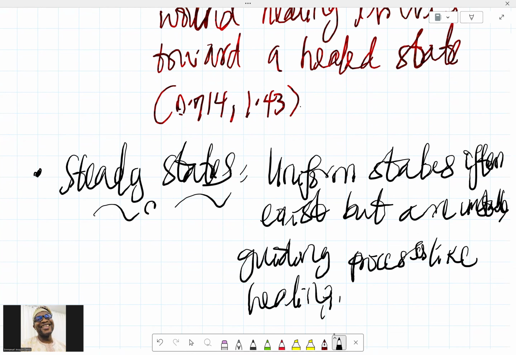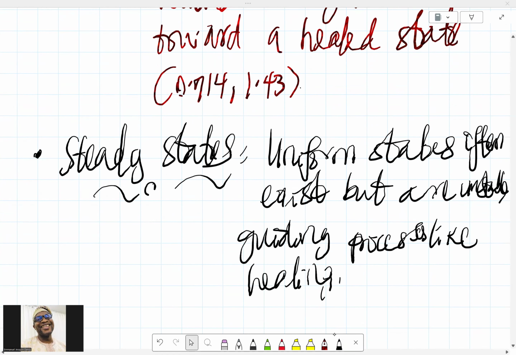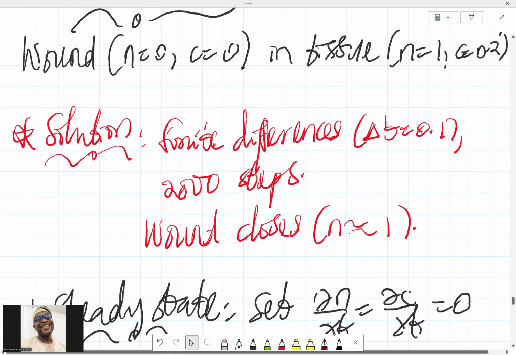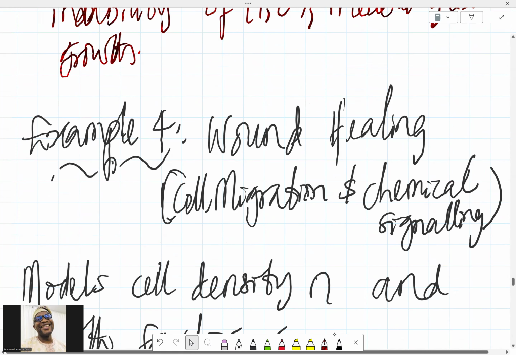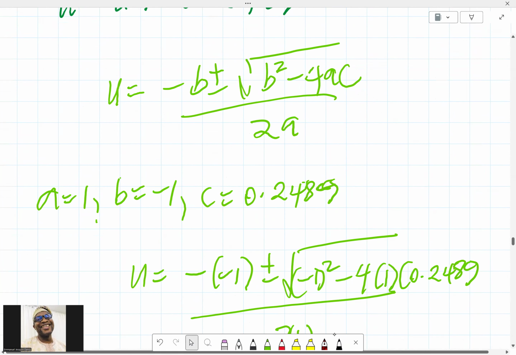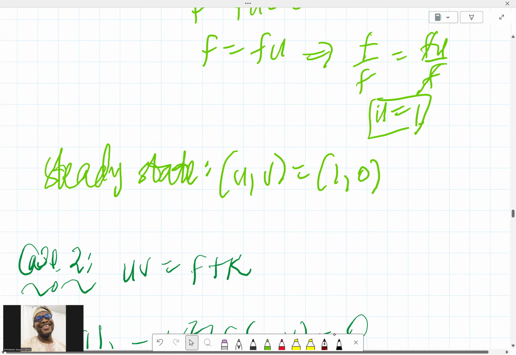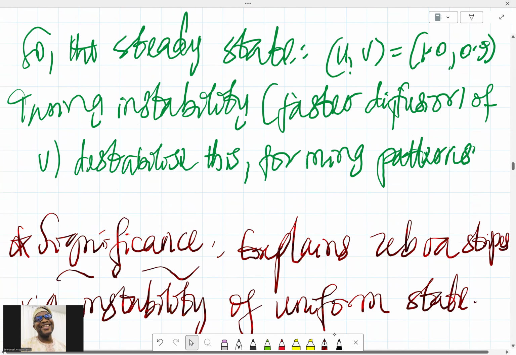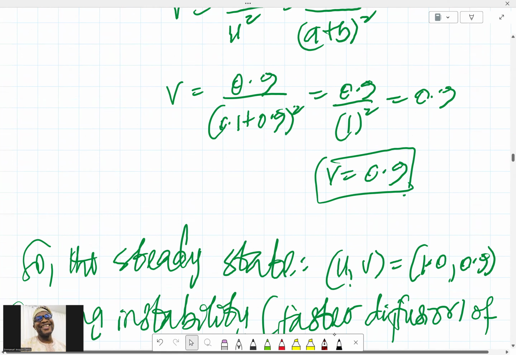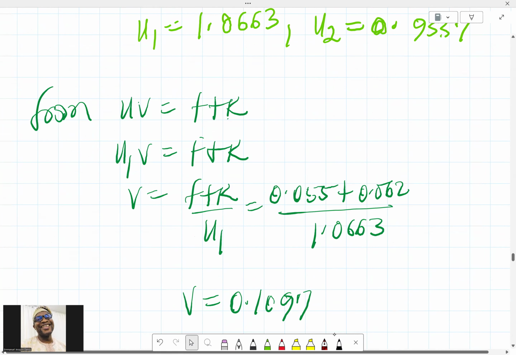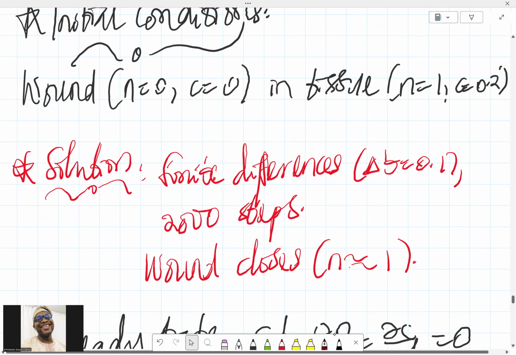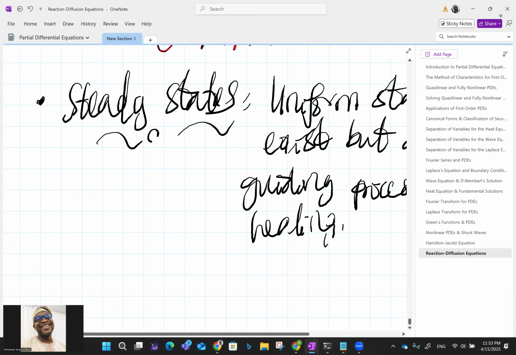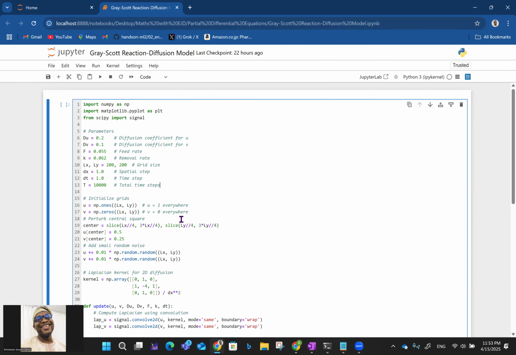Okay, before I forget, I have a Python code for the Gray-Scott model. We gave 4 examples, and I think the fourth one is wound healing. The one I have Python code for is, I think, example 3, where we have the Gray-Scott model for pattern formation. Let's check that out. So this is it right here.